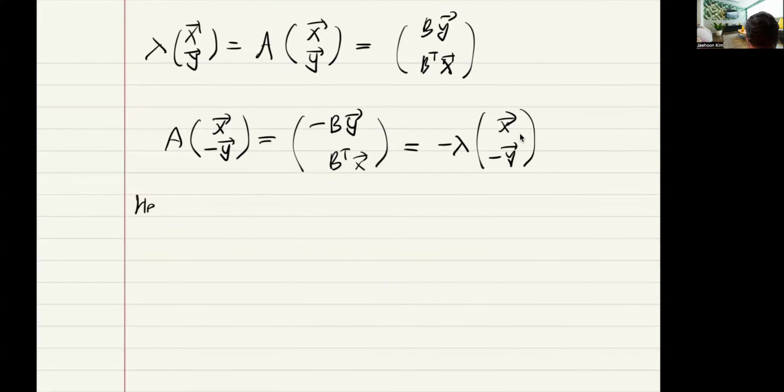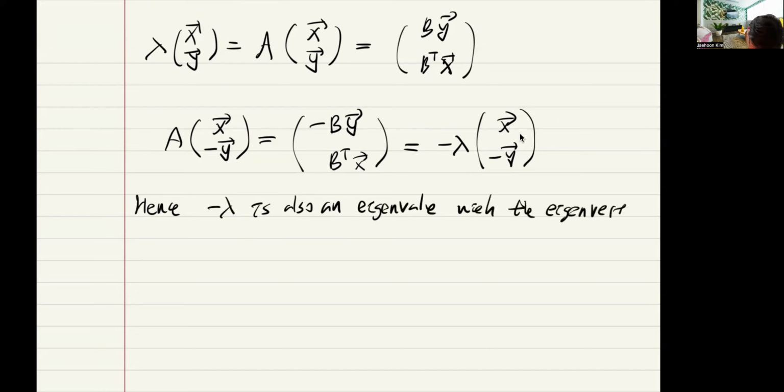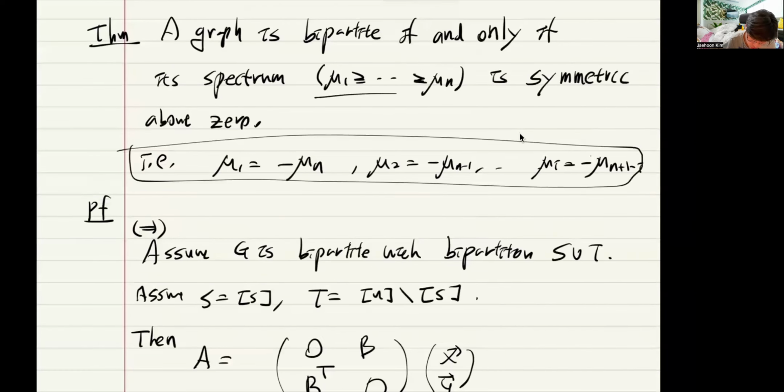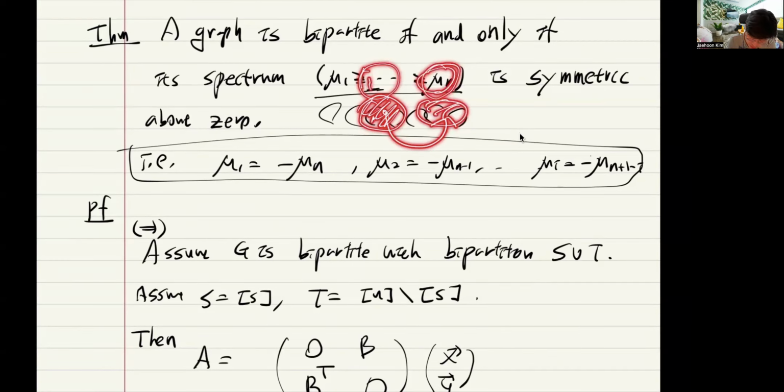Hence this negative lambda is also an eigenvalue with the eigenvector (x, negative 1). Then what do we have? You write down the corresponding eigenvalues over here. If you have one repeated eigenvalue, you take an eigenspace here, and then this argument says that you can find the eigenspace corresponding to the eigenvalue negative of that.